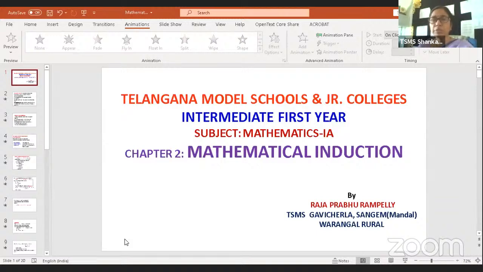This is going to be a new topic from Mathematics 1A, and it's mathematical induction. Students, induction is a process wherein you take so many examples and then in a systematic manner you come to the conclusions and prove a statement. In mathematics, we come across many statements. Some of the statements are true for some values of the variable involved in it. Some of them are true for many values of the variable involved in it.